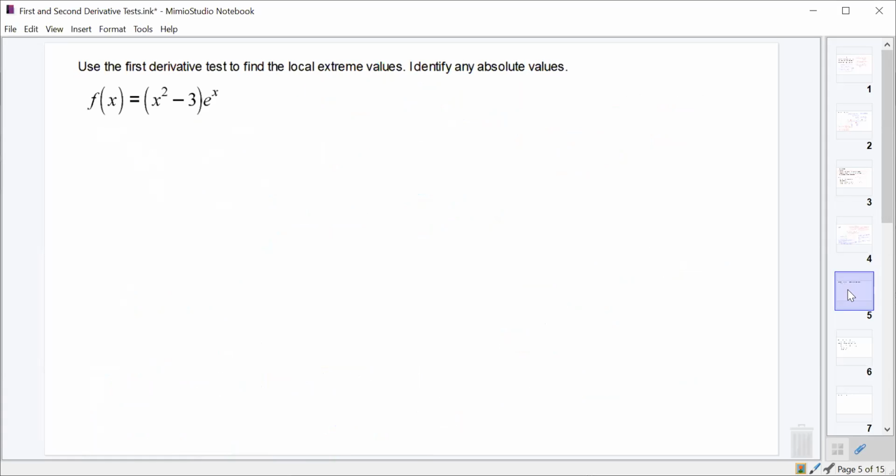So, for something like this, you probably don't know right off the bat what x squared minus 3 times e to the x looks like. I'm guessing most of you don't know what that graph looks like.